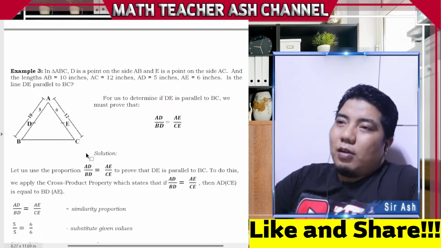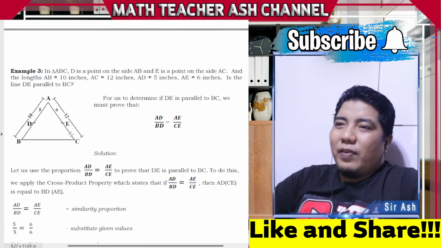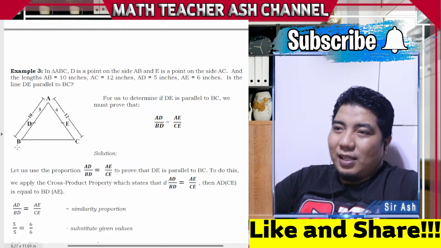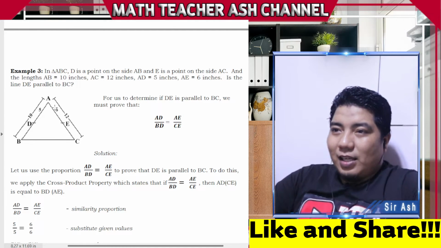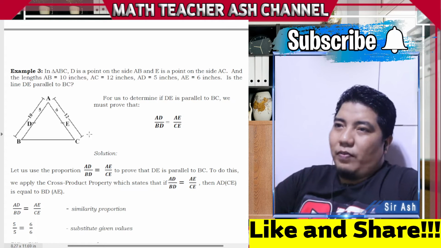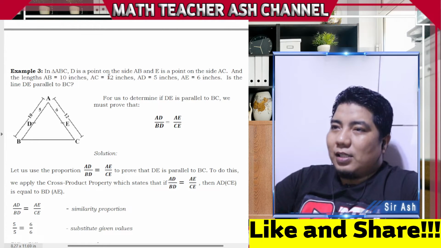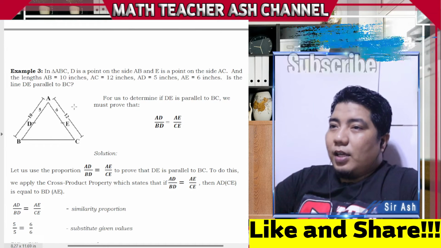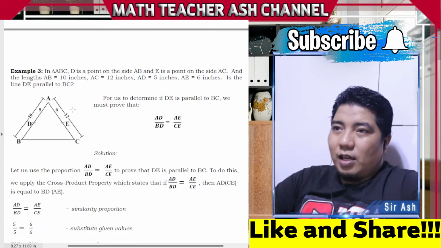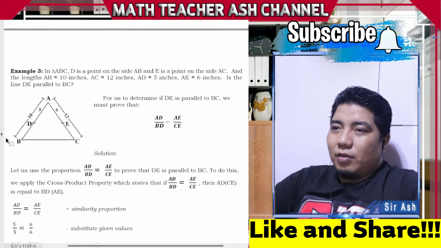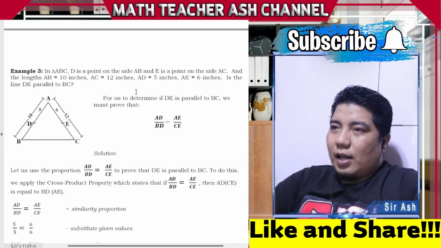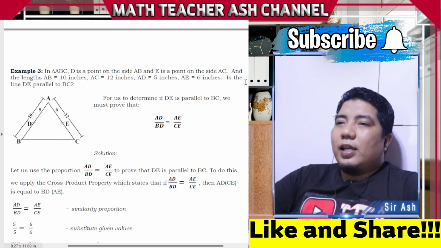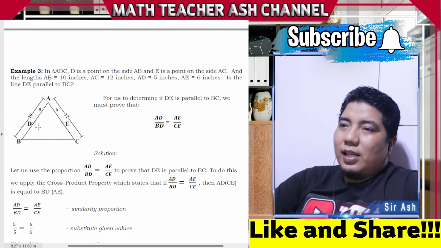Now, let's go to example 3. So, we have here triangle. AD is 5, AB is 10, AE is 6, and AC is 12. So, in triangle ABC, D is the point on the side, of course, that is the one of AB. E is the point that is on the side AC. Okay, klaro. Length AB is 10. Okay, klaro sa given. AC is 12. AD is 5. AE is 6. The question is the line DE, ito yon.